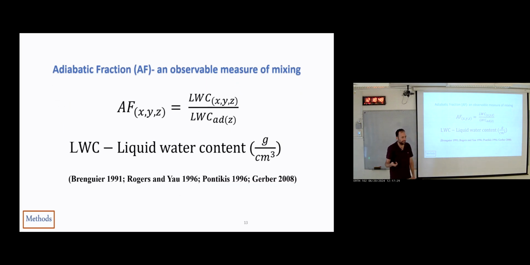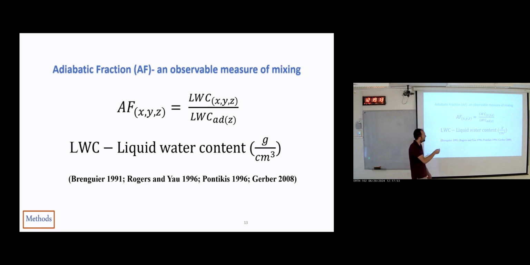We can't really measure it in nature, so how can we measure it? So we turn to a measurable metric that has been used a lot, with different equations, different ways to estimate the adiabatic fraction. And then we can compare it to our original tracer and see what's the best way to measure the adiabatic fraction.